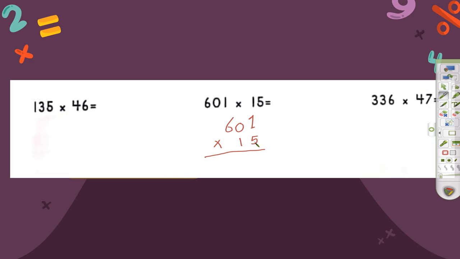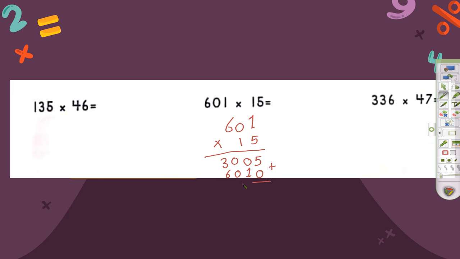You start to multiply the 5 by the whole number. 5 times 1 equals 5. 5 times 0 equals 0. 5 times 6 equals 30. Great. Now you start to multiply the tens, but before you start to multiply the tens, you put 0 in the second line. Then 1 times 1 equals 1. 1 times 0 equals 0. 1 times 6 equals 6.